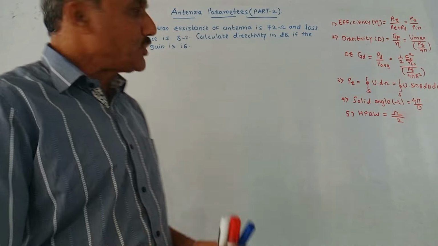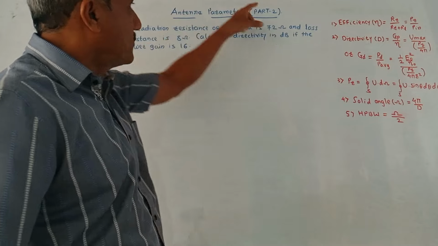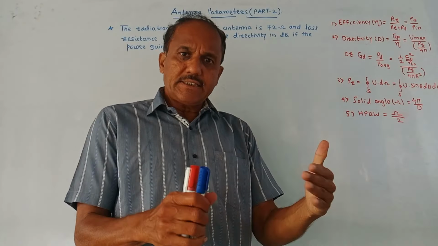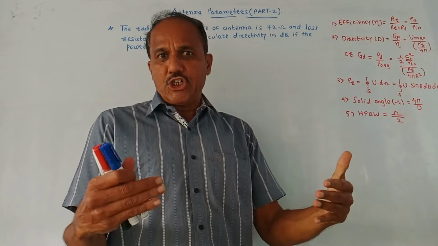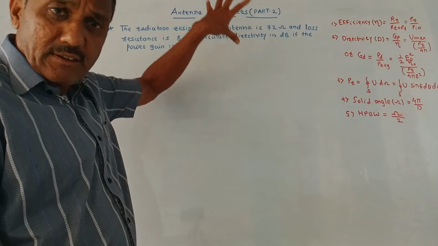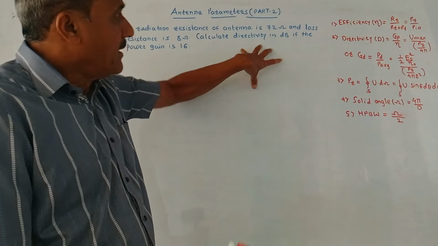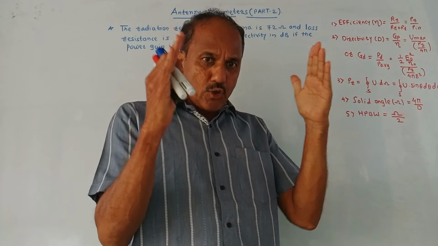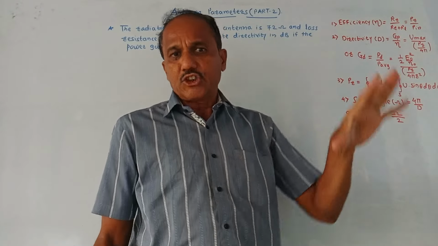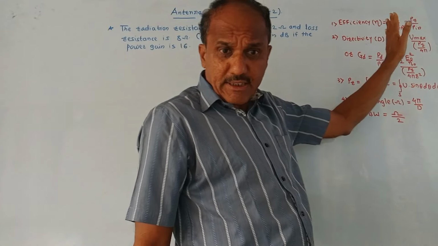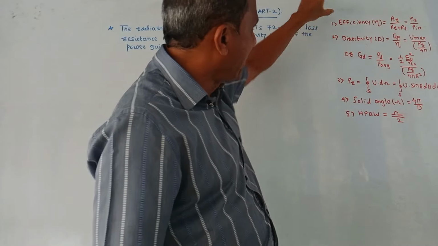Dear students, this topic is antenna parameters part 2. In part 1, we discussed definitions and explanation of different antenna parameters. In this session, we'll discuss some solved numericals. As far as numericals are concerned, these numericals are simple. You need to memorize a certain list of formulae. So this is the list of formulae. Let us first discuss the list of formulae before solving the numerical.